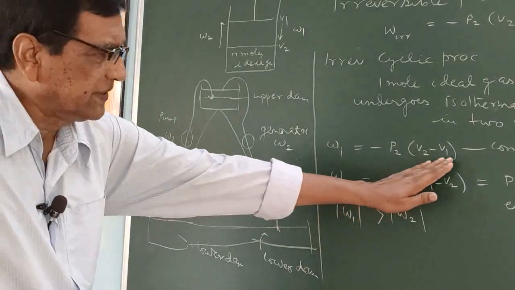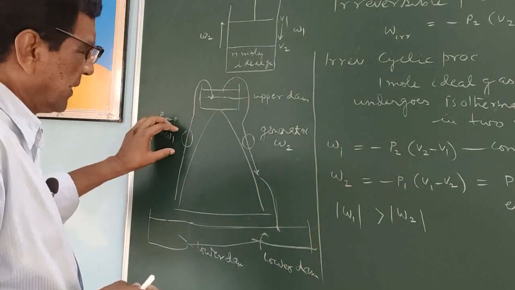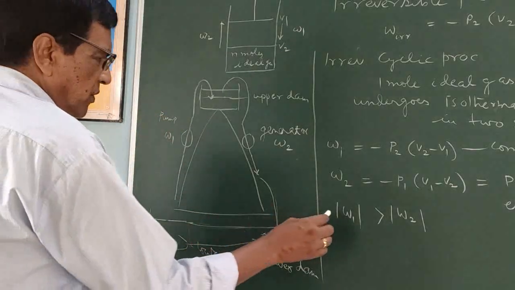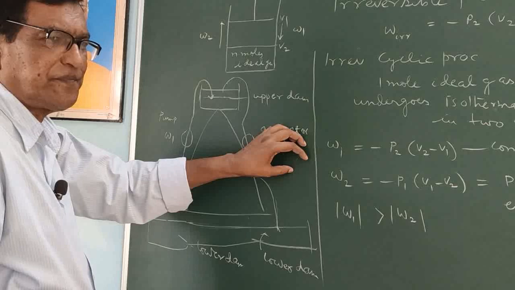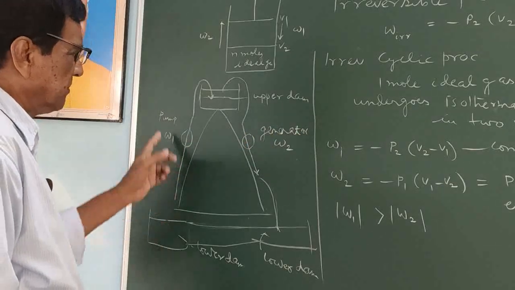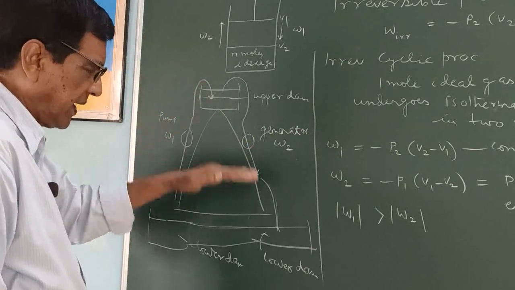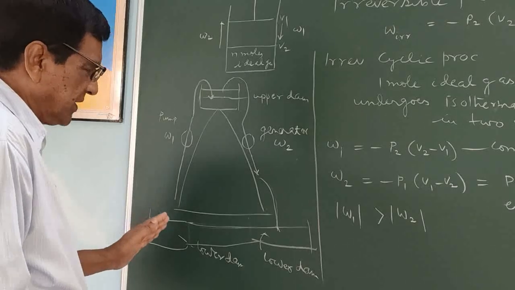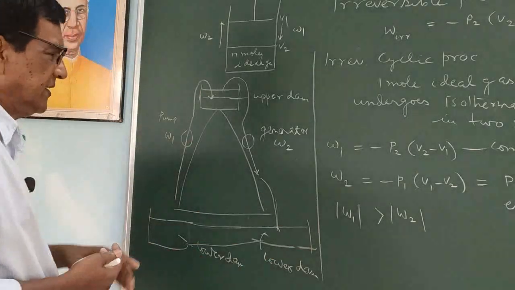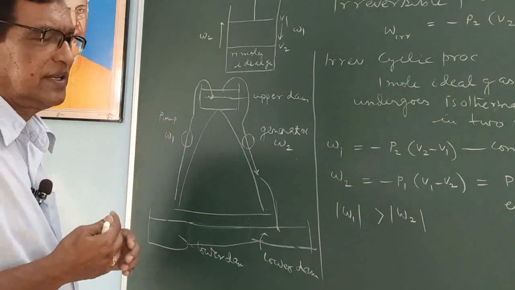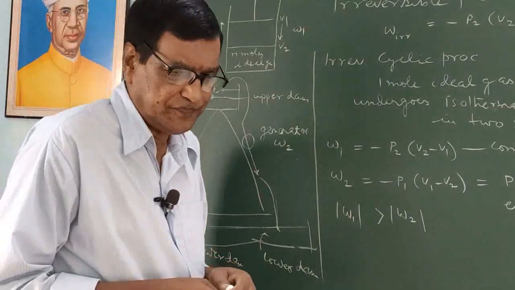So like this one, W1 will always be greater than W2. Means if we would like to bring the water back to this lower dam again, then more work has to be spent.